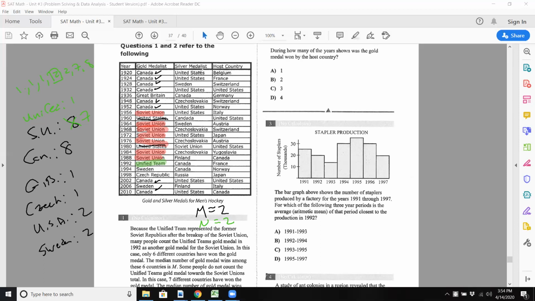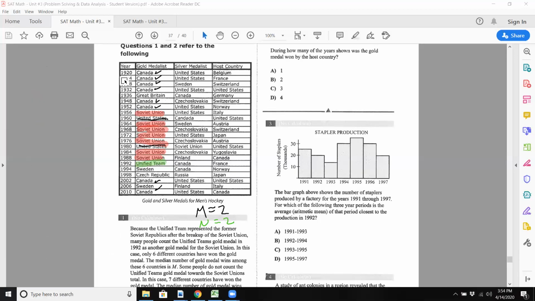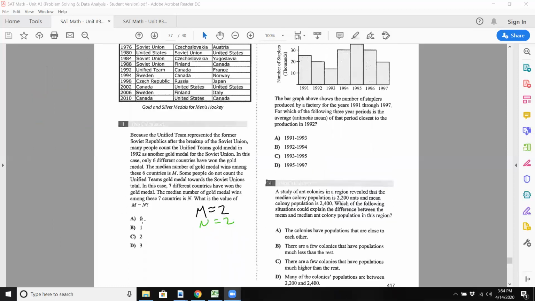And if I look at the choices, obviously it's 0, so the answer is A. So if that one makes sense.